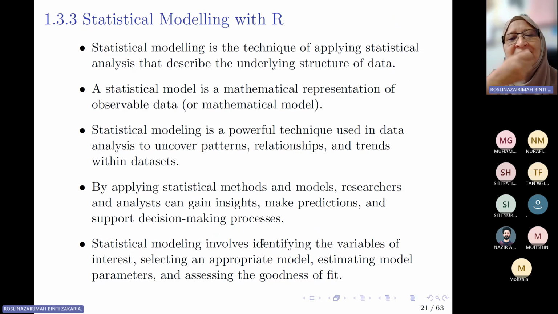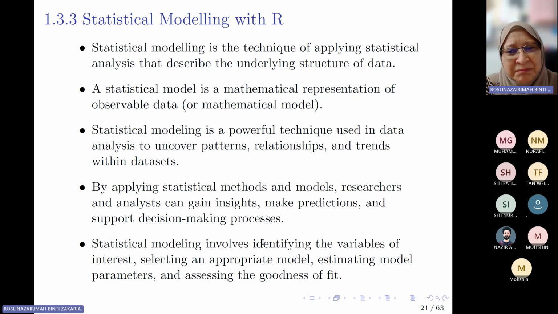So statistical modeling. What is statistical modeling? Statistical modeling is simply the technique of applying statistical analysis or statistical methods that describe the underlying structure of data. So a statistical model is a mathematical representation actually. How do you relate between the two variables or between the variables? That is called using a statistical model or a mathematical model. Remember that statistics is a subset of mathematics.